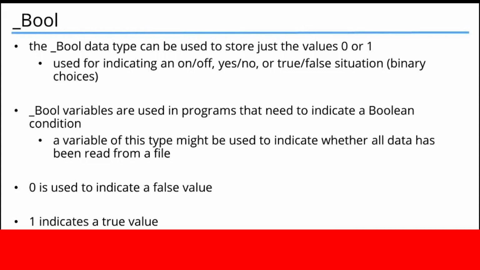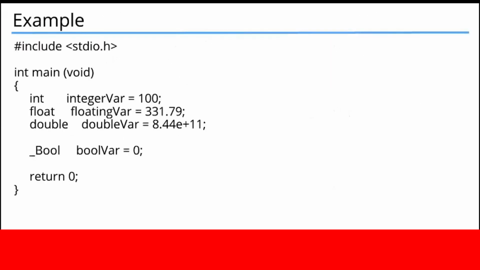They can only have two values. So here's an example with some data. Let's go ahead and put this in the Code::Blocks editor and see how we do it.